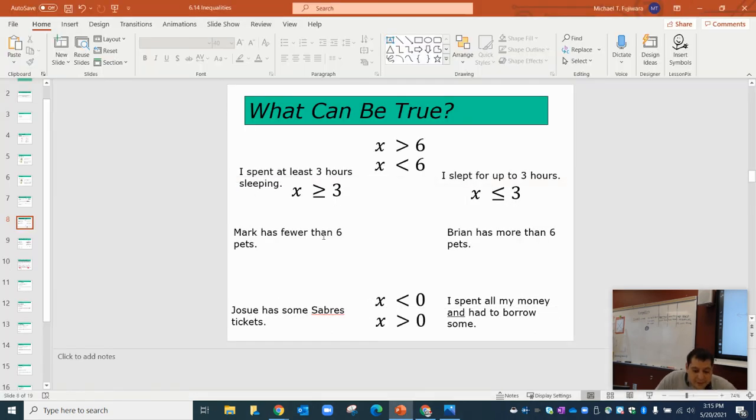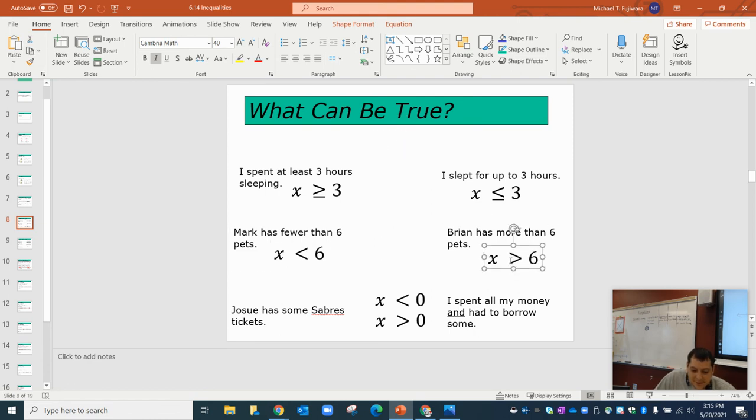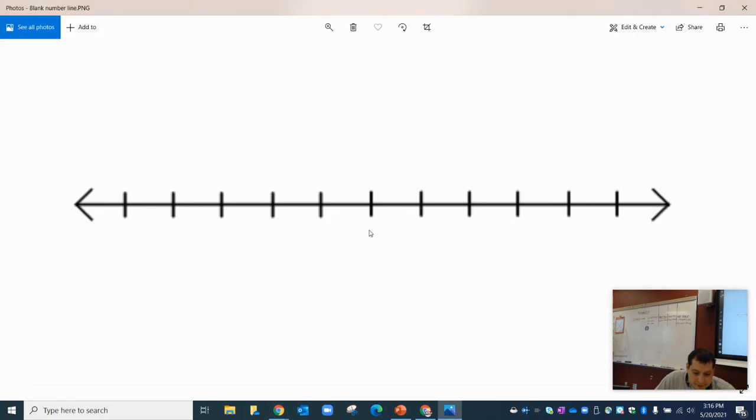The next one is Mark has fewer than 6 pets. Fewer than. One of the key words it's going to use, less than. Less than 6. Fewer than 6. The number of pets I have is less than 6. Brian has more than 6 pets. More than 6. The number of pets is greater than 6. And you draw these. Here's 5.